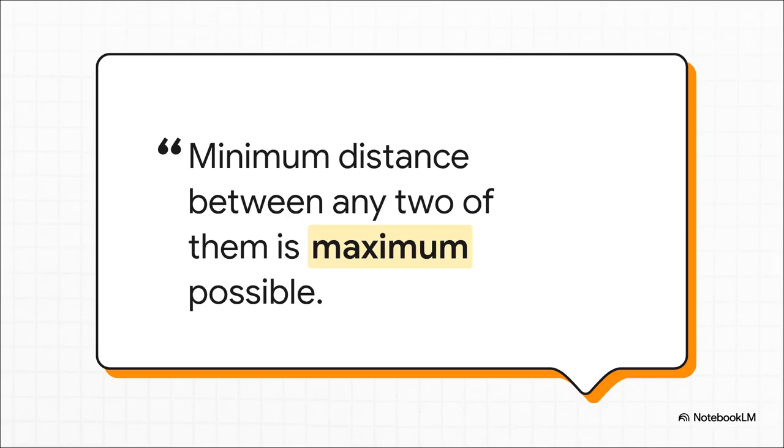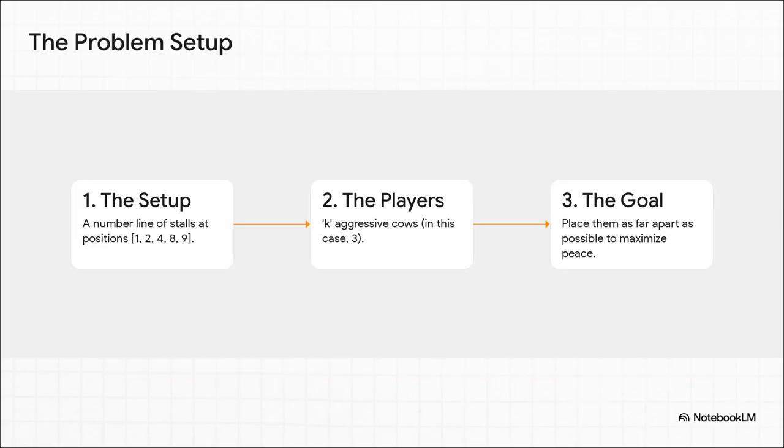You need to arrange the cows so that the smallest distance between any pair of them is as large as it can be. It's a bit of a weird-sounding goal, right? Maximize the minimum. It definitely feels a little tricky to wrap your head around at first. Okay, let's make this real. Imagine your stalls are at positions 1, 2, 4, 8, and 9, and you're told, okay, place 3 cows. Remember, these guys will fight if they get too close. Your job is to find that perfect arrangement that maximizes their separation, creating total cow tranquility.